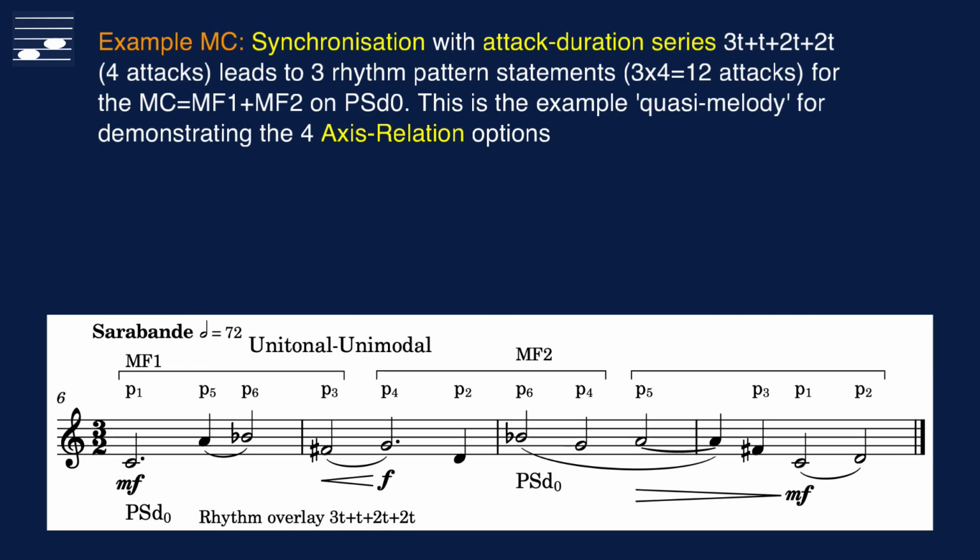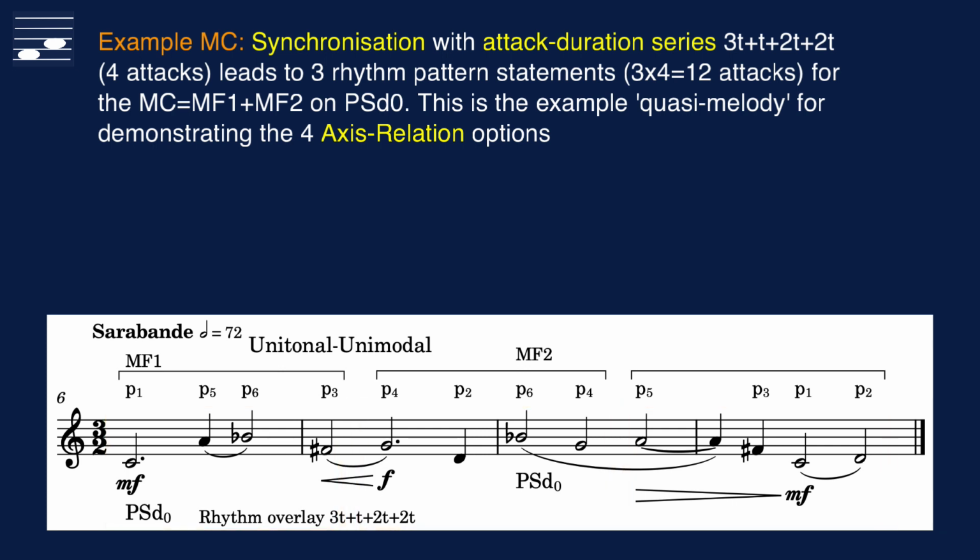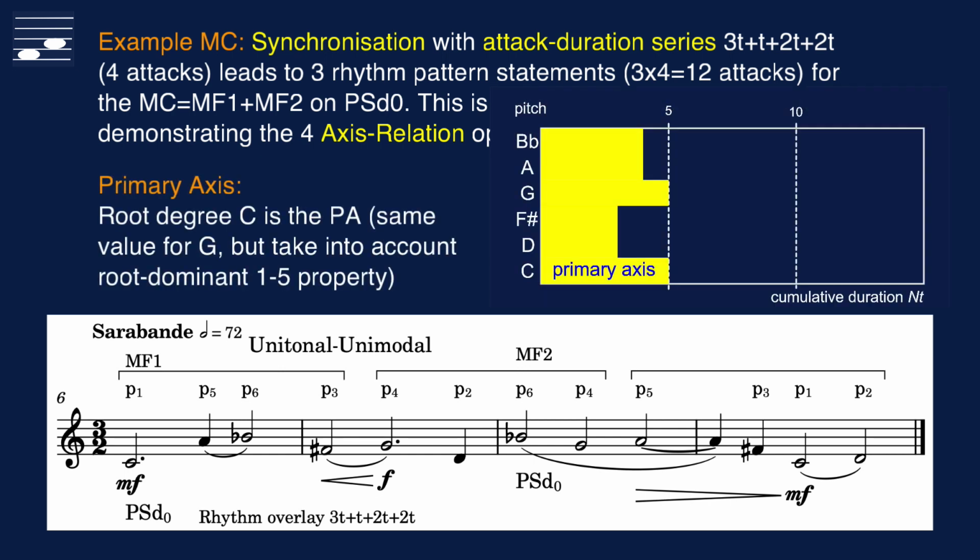The basic rhythm pattern is 3 plus 1 plus 2 plus 2 quarter notes. We synchronize this with the pitch sequence and therefore need 3 statements of the attack duration series. This is the example quasi-melody for demonstrating axis relations. Just for the fun of it, identify the theme's primary axis.